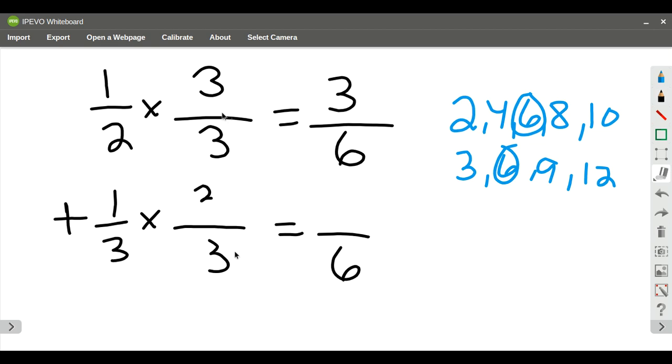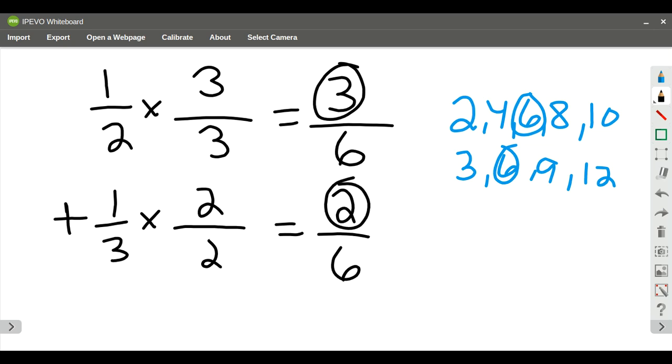I'm just messing up this problem. It's 3 times 2 equals 6. So 3 times 2 is 6, which means I do 1 times 2, and I get 2/6. Then I add the numerators together, and so I get an answer of 5/6. All right, so let's move on to the next problem.